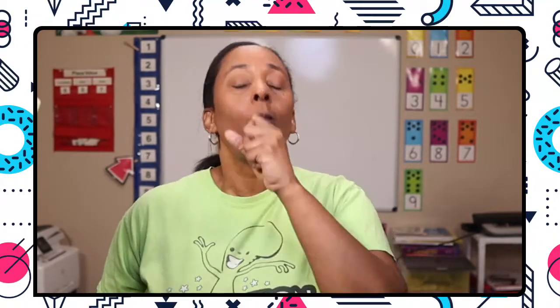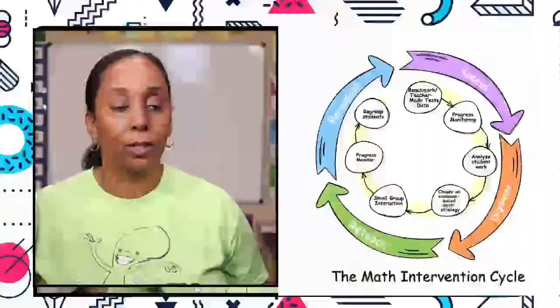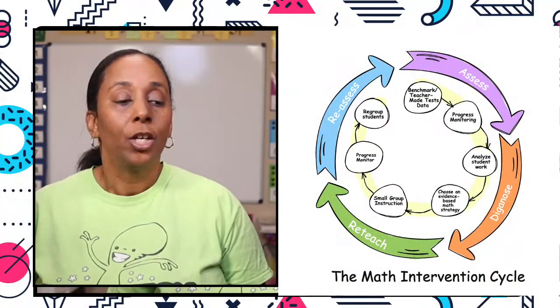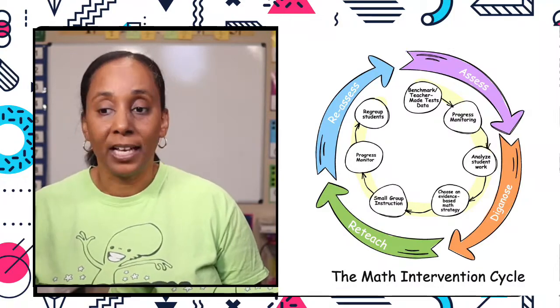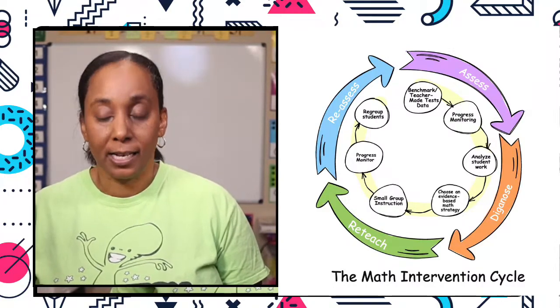And if it's not matching, or if it solidifies what you already know, you need to address it. And how do you address that? Through your intervention. And that's what happens next when you have data. So now what? The next step is just like the intervention cycle. After you get that data, you need to diagnose, find out what the problem is, and then reteach it and reassess it.